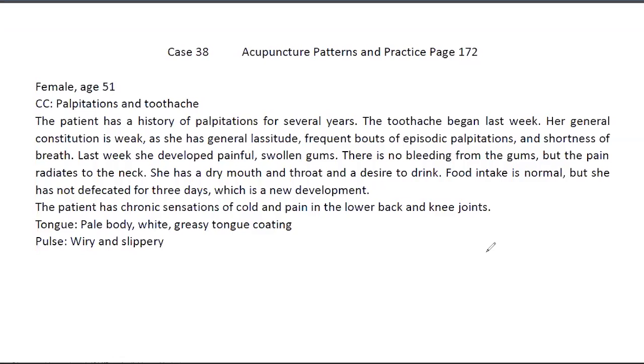For these patients, is it more heart yang deficiency or more kidney yang deficiency? Let's see the symptoms. So, a long time of palpitations, several years of palpitations. So we put a timeline here: a few years. And the toothache began last week, one week. So here is now. That's a few years.